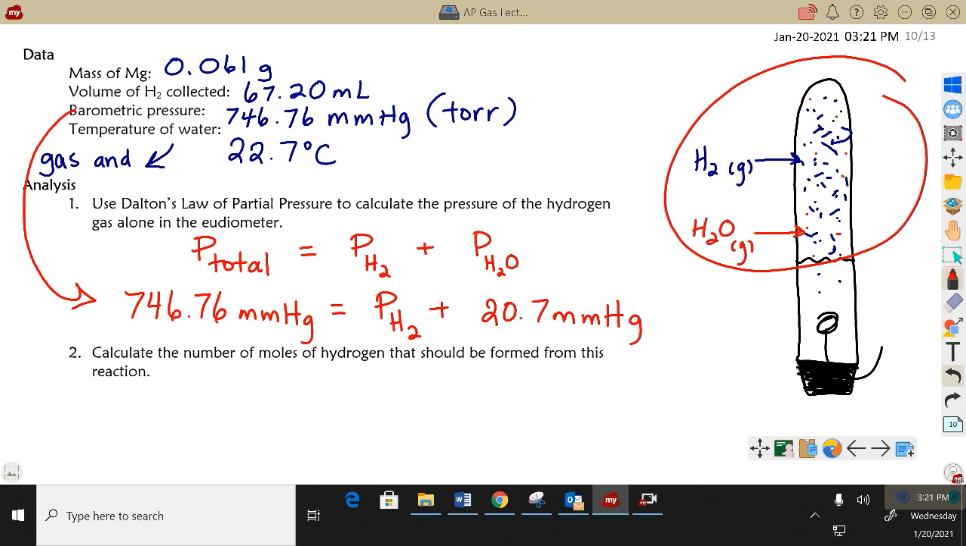So I'm going to say then, I'm running out of space, I'll put it up here. The pressure of the hydrogen alone would be about 726.06 millimeters of mercury. There we go. Awesome. Easy. Step 1. Step 2. Calculate the moles of hydrogen that should be formed from this reaction. But it would be helpful to have the reaction.